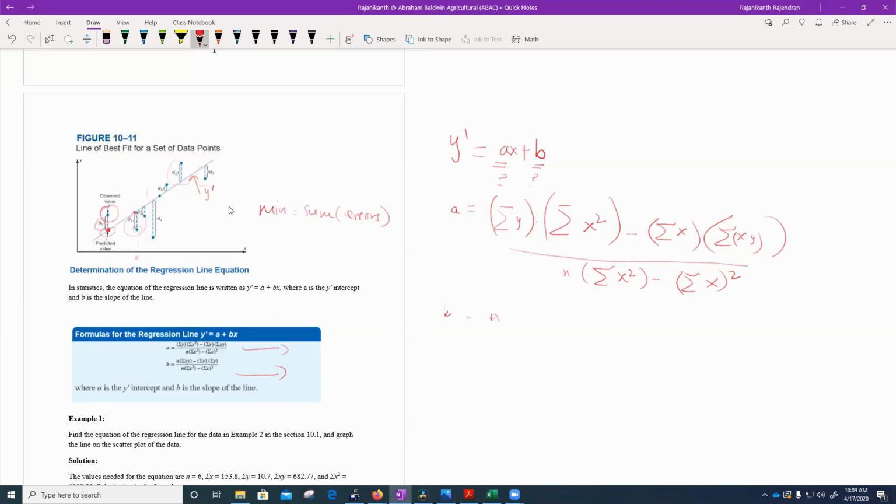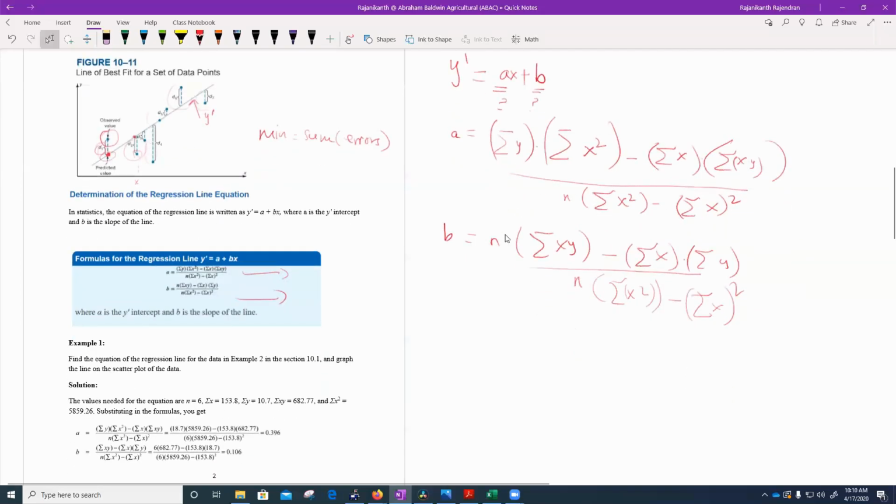Let me write down that also: n times the summation xy, then minus the summation x and summation y, over n times the summation x squared, minus the summation of x whole squared. Okay, so now all these x and y's are coming from your data points sample, right? By looking at that, you will calculate A and B. So once you know A and B, plugging those two values into the formula, you will get the best fitting line. So that is our task now.